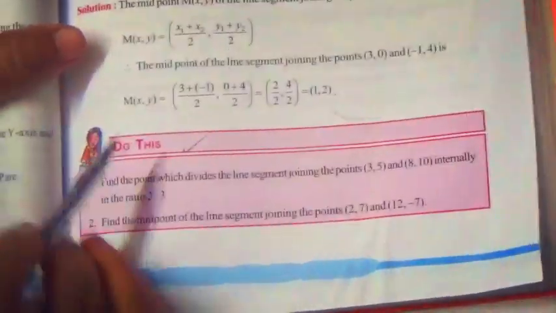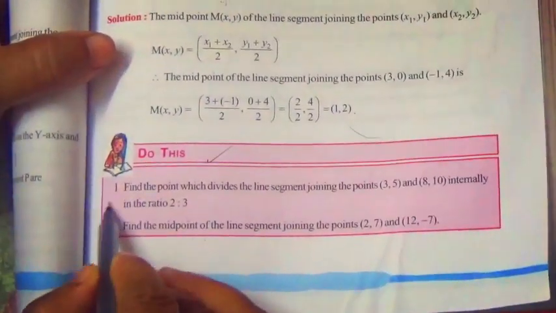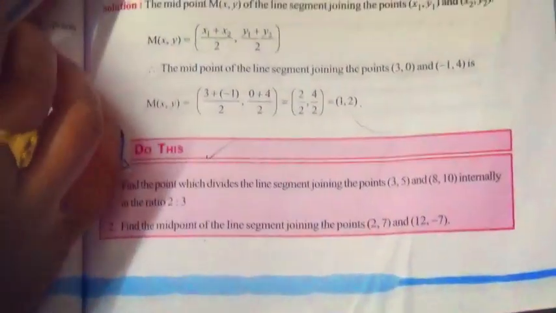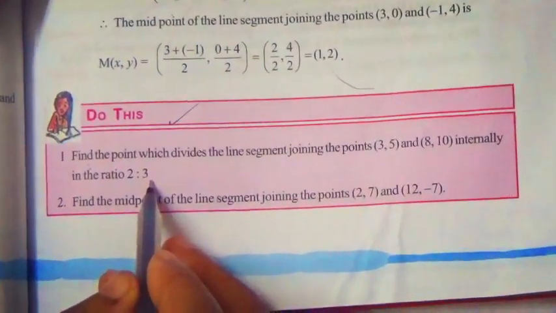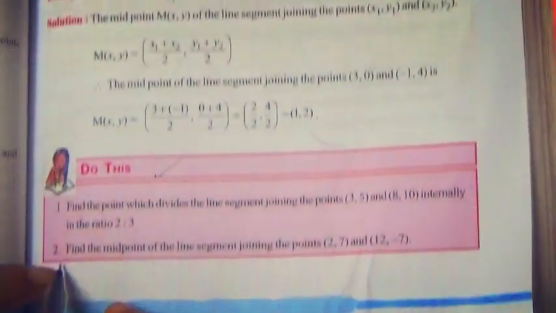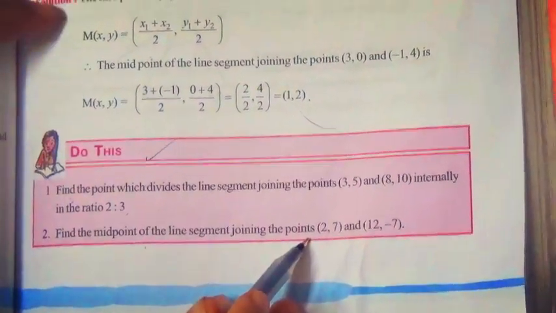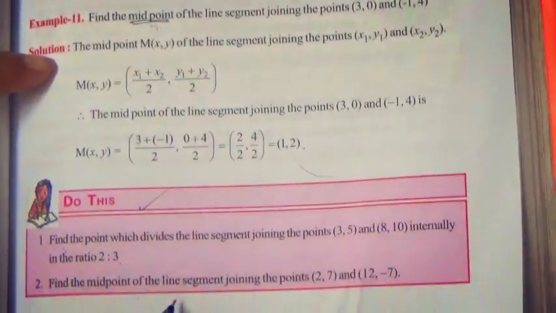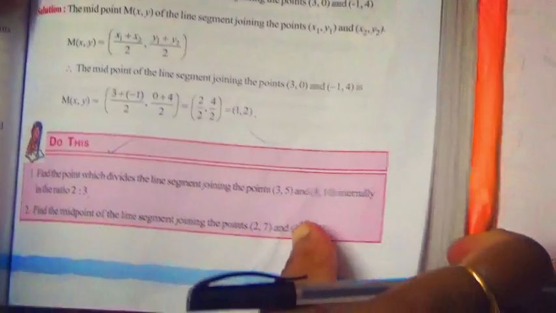Now let's look here. In the same page, that is page 171, do this. The first sum has to be done as usual, just like the model of example 10. You just try to solve this problem using example 10. Also look at the second question here: find the midpoint of the line segment joining the points. Just like the 11th example, do it on your own and try to solve it. Find out the midpoint of the 2 points.